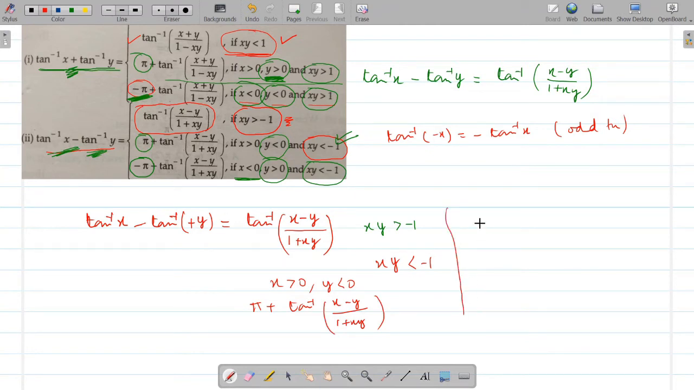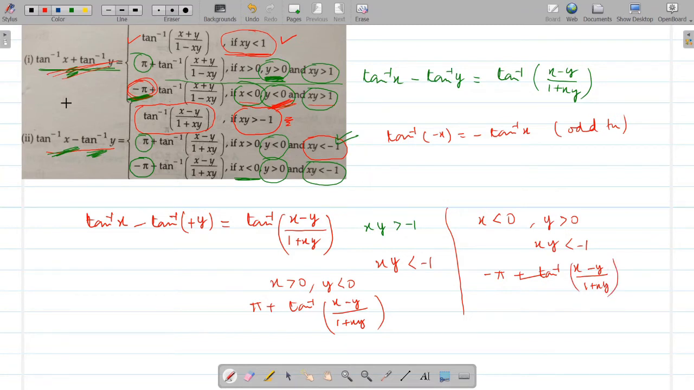When x is less than 0 and y was less than 0, you are subtracting pi in tan inverse of x plus tan inverse of y. So now when we have written y's value as minus y, in that case y will be greater than 0, but x into y is less than minus 1, still it is, and in that case we'll subtract pi. So minus pi plus tan inverse of (x minus y) upon (1 plus xy).